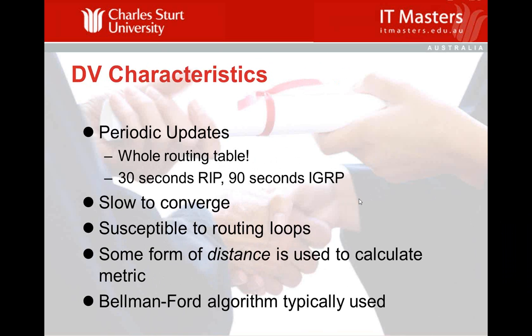Okay, distance vector characteristics. So hold on to your hat. There's a fair bit to get through here. Distance vector routers have periodic updates, where they actually broadcast the entire routing table. So everything they have in their routing table will go bingo to every single connected router that's participating in the routing protocol. If you've got 10 routers that are all doing RIP, every 30 seconds, all those routing tables will be disseminated backwards and forwards across your entire network. So you can imagine what sort of traffic that would generate. The updates are every 30 seconds for RIP, every 90 seconds for IGRP.